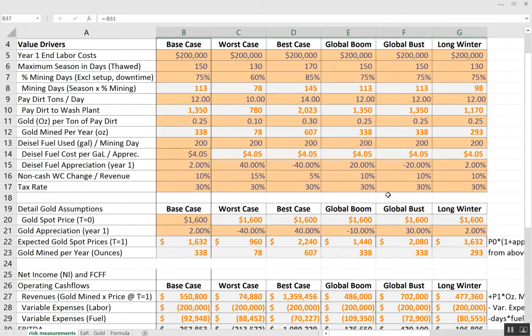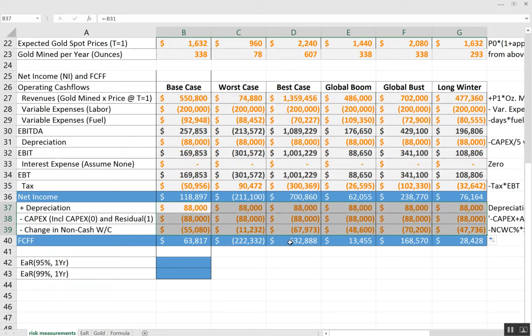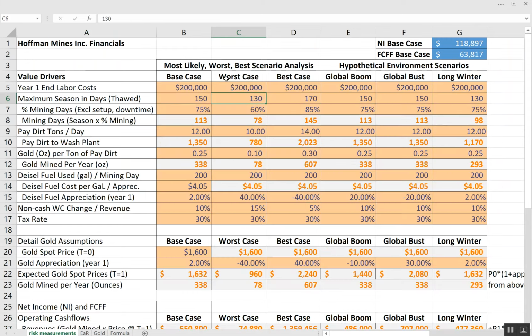Okay, and what we see is our best case is he makes $632,000 a year in that season. Worst case is he loses $222,000. Again, the best case is gold prices going up and fuel prices going down, and the season is longer. So this is normal for a simple analysis, to do a worst case and a best case to talk about the extreme range of outcomes.